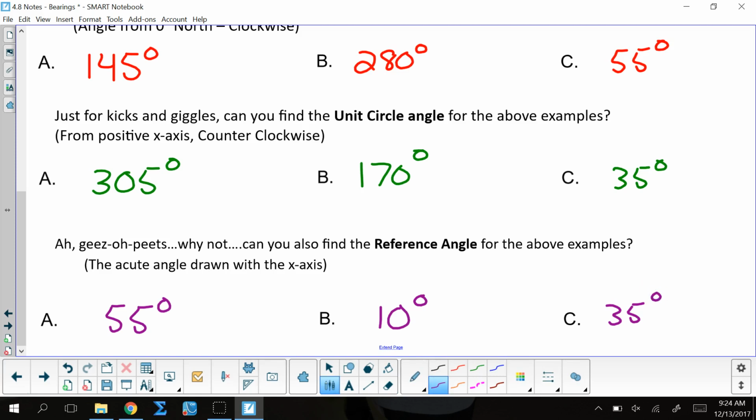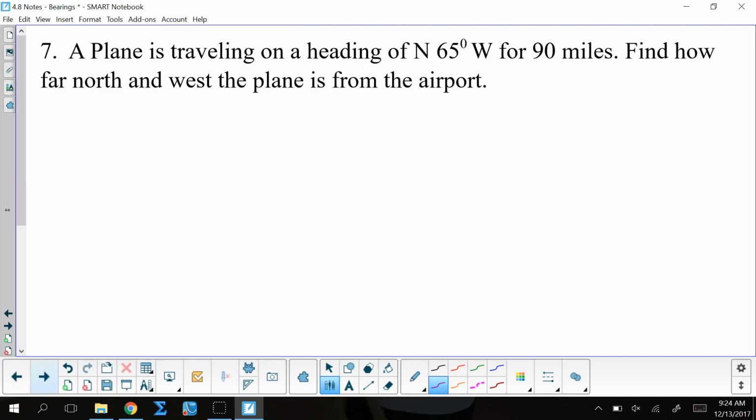Yep. All right. Let's do some word problems. Okay, so a plane is traveling on a heading of north 65 degrees west for 90 miles. Find how far north and how far west the plane is from the airport.